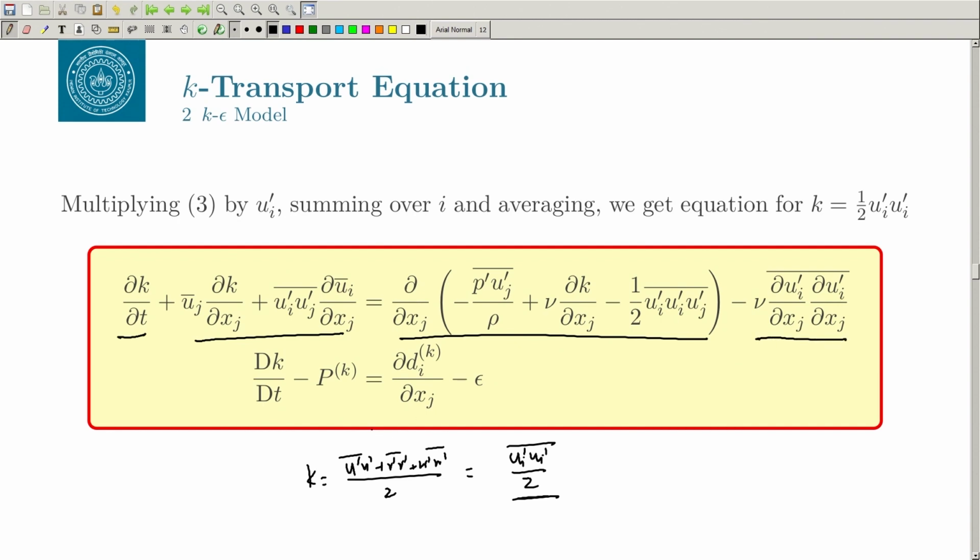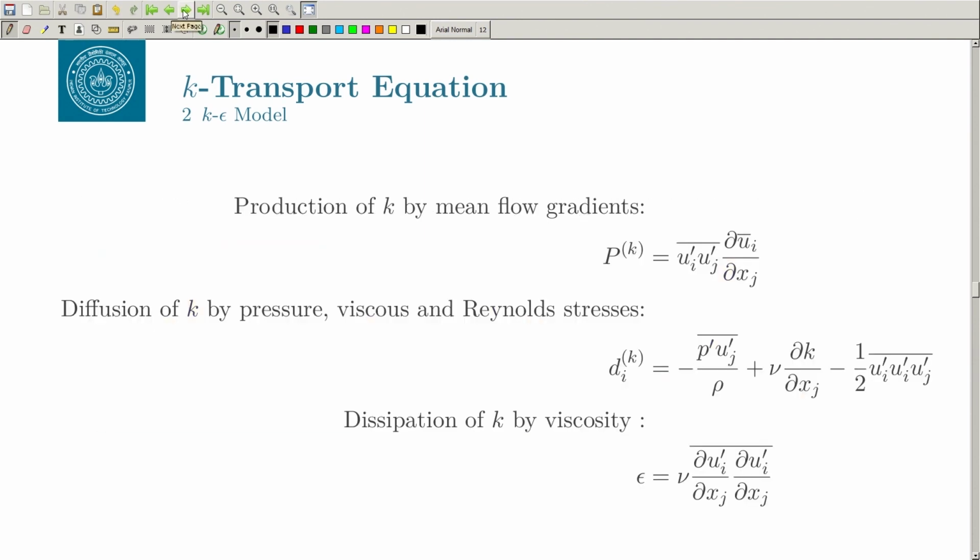So let's look at all these terms separately. K represents the kinetic energy, Pk represents the production of the kinetic energy, which is happening from the mean flow as well as from the fluctuations. Then we have the diffusion of this kinetic energy due to the pressure, due to the viscosity, due to the transport, as well as the dissipation. This is a very important term. Let's look at this in the next slide.